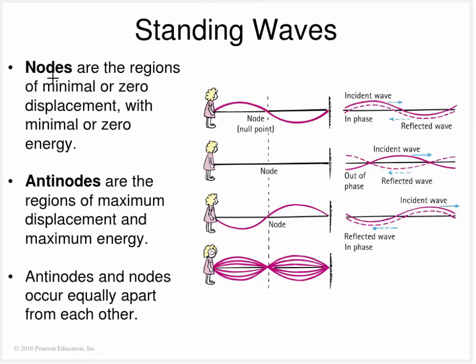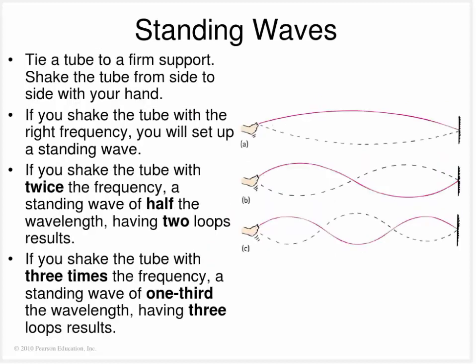So again, nodes are going to be very little or minimal displacement. Antinodes are going to be maximum displacement. And we can get a standing wave that kind of looks like this. And so here we would have an antinode, we would have a node, we would have an antinode, and actually we would have a node here as well as a node right there. These guys are pretty much always equally spaced from each other.